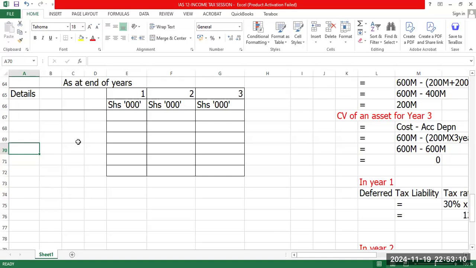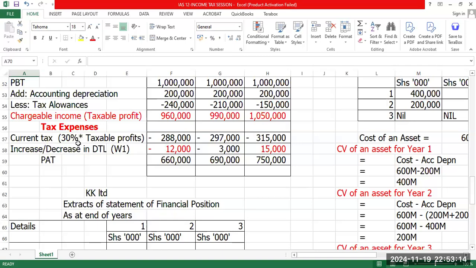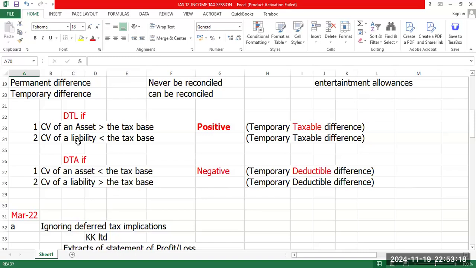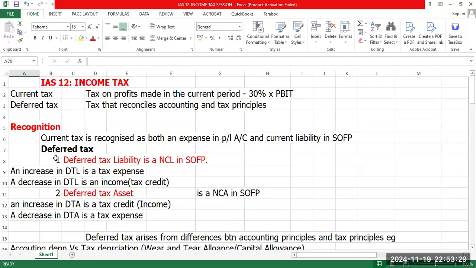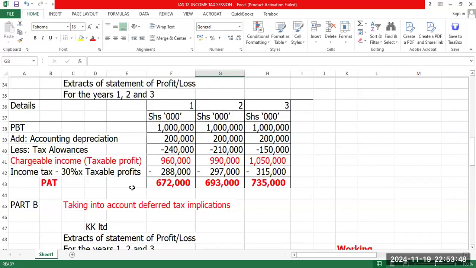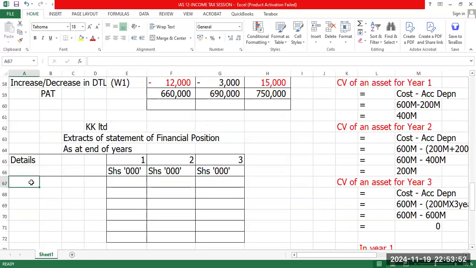When you check, what did we say? How is the deferred tax liability recognized? Deferred tax liability is recognized as a non-current liability in the statement of financial position. But when you check in this question, you actually have a non-current asset. You record a non-current asset at its carrying value.